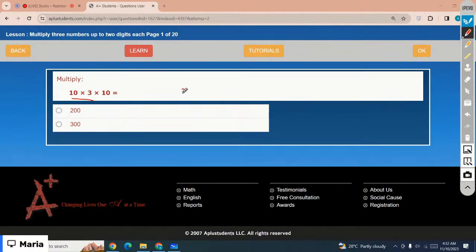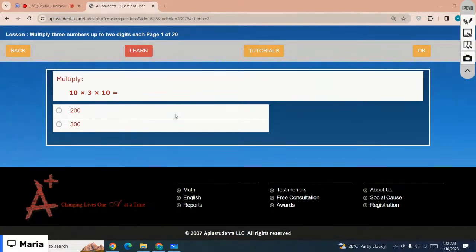Now multiply 30 times 10, right? Just multiply the non-zero values and add zeros. So the correct option is 300. Got it? So multiplying more than two numbers is as easy as multiplying two numbers. So just make the pairs and multiply them. So that would be 300.